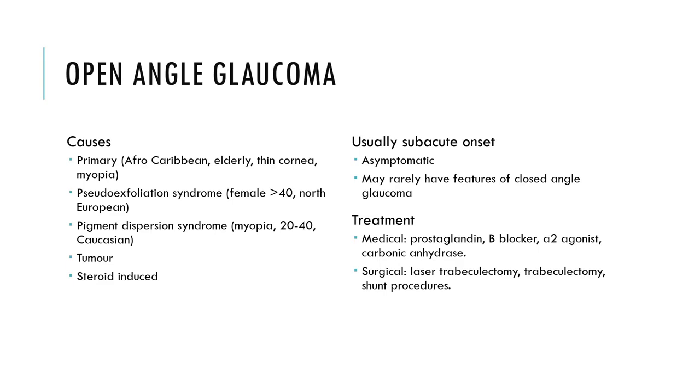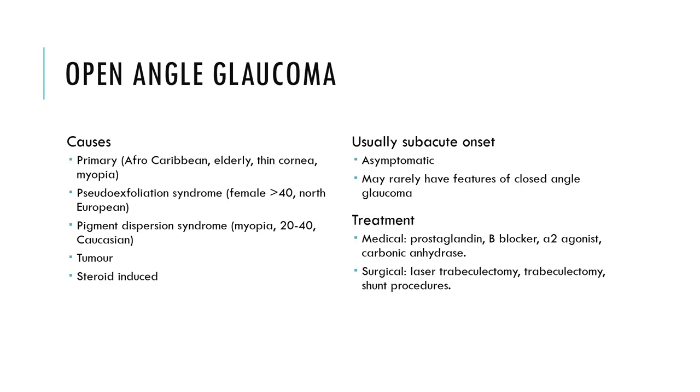Pigment dispersion syndrome is where there's release of pigment from the iris, which is thought to be caused by posterior bowing of the iris, which rubs against the zonules. This can be thought of as a reverse pupil block. This is usually found in young myopic males, and they may have attacks of increased intraocular pressure after exercise, where the pigment is deposited in the trabeculae. Furthermore, there may be a tumour, which increases intraocular pressure, or it could be steroid-induced as well.